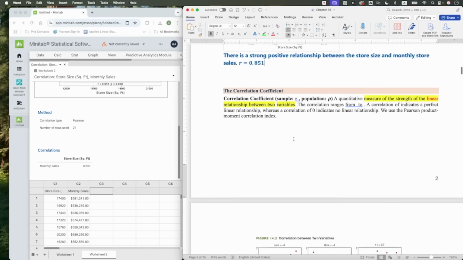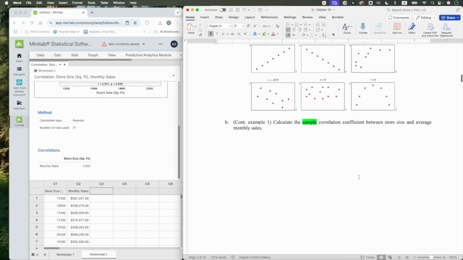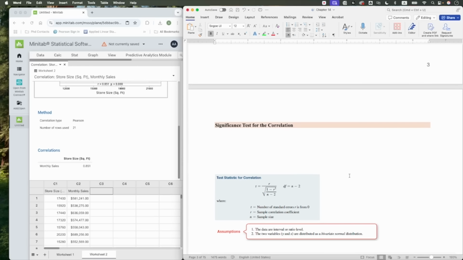Now we have an issue. What is the issue? This r is based on the sample, and it's subject to sampling error. So we have to do a formal hypothesis testing. Every time we go back to hypothesis testing, because we claim that there is a strong positive relationship between the store size and the monthly sales. Now you have to test this. Is it due to sampling error or not? Is this really a correct relationship? So we have to do a two-tailed test in this question.